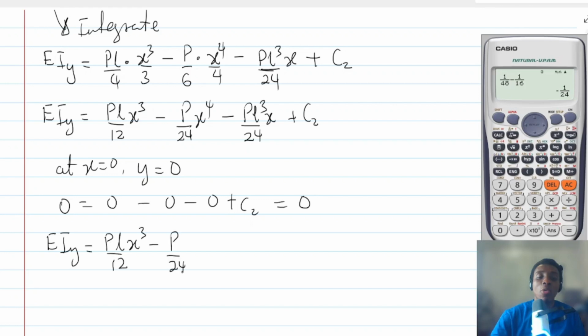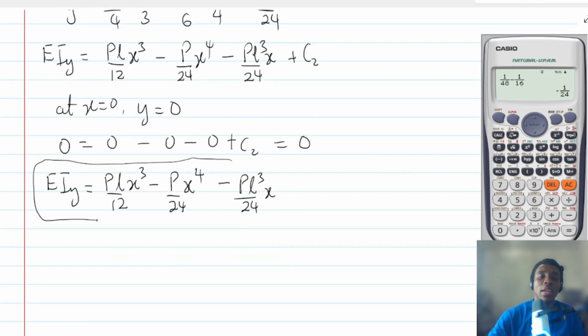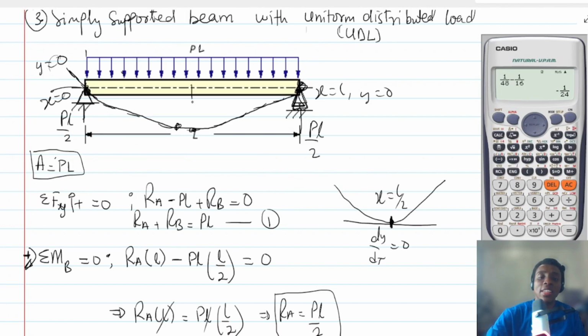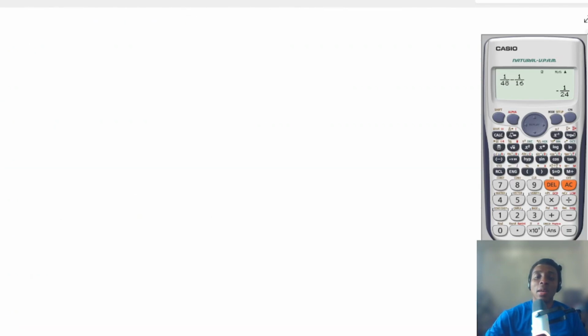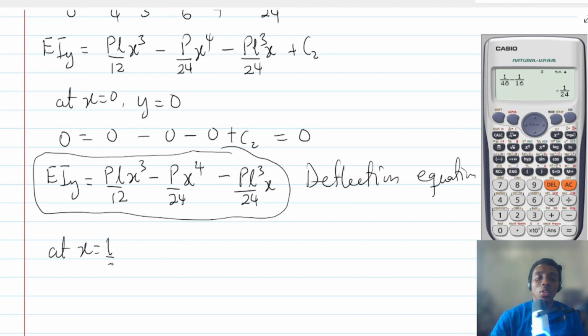Now let's find the maximum deflection at the midpoint or center. For a simply supported beam, where the slope is 0, this is where the deflection is maximum, and that is at the center, x equals L over 2. So at x equals L over 2, our y is y max. So we can just say that EI y max is PL over 12, and then we put x cubed, which is L over 2 cubed, and then minus P over 24 x to the 4, which is L over 2 to the power 4, minus PL cubed over 24 x, which is L over 2.